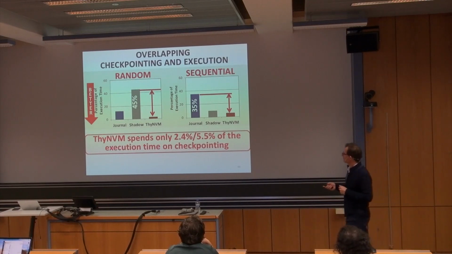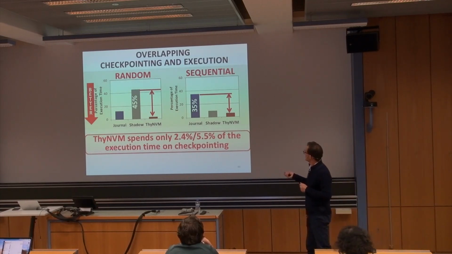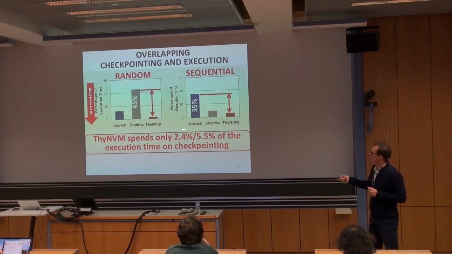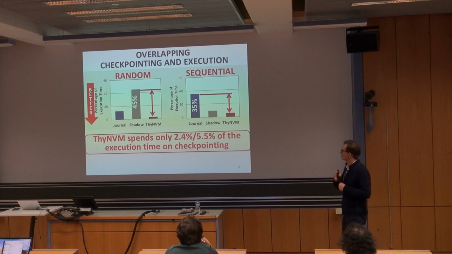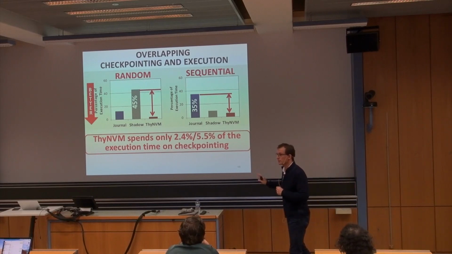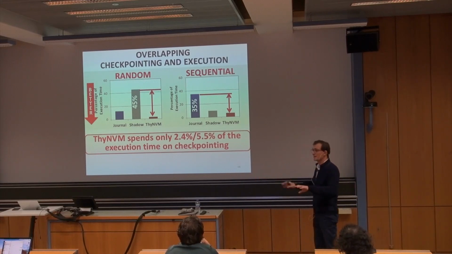Okay. So basically, what this means is only this % of the execution time is stalled because of checkpointing. The rest of the execution time is not exposed. So you're checkpointing, but that is not exposed to the system.